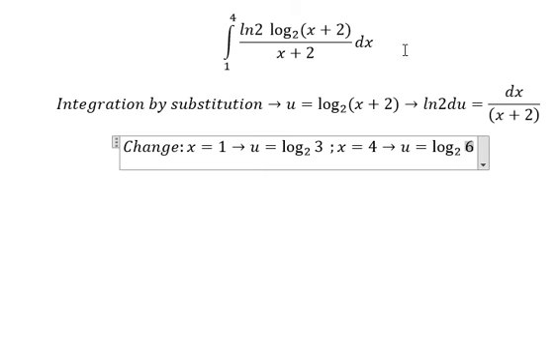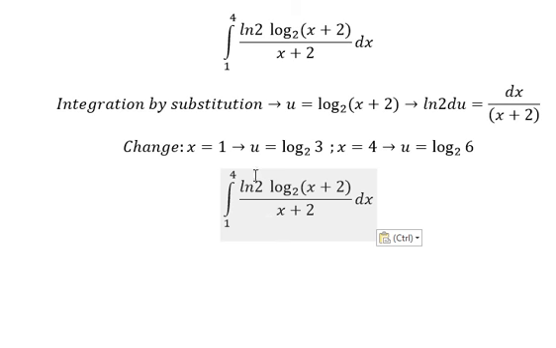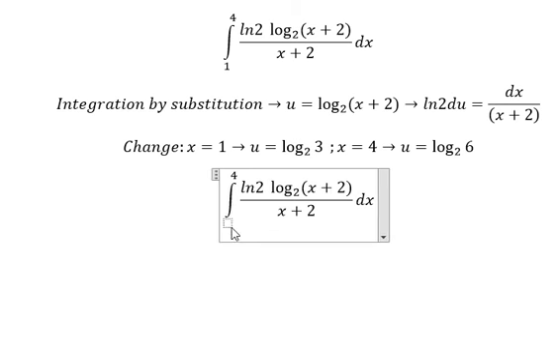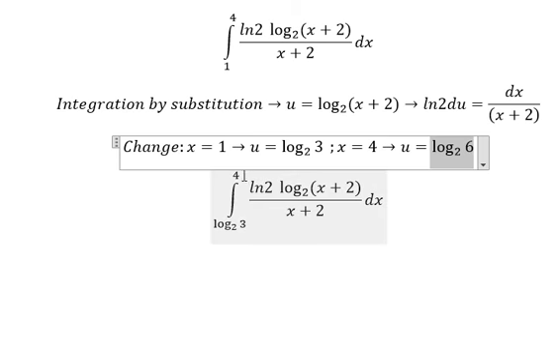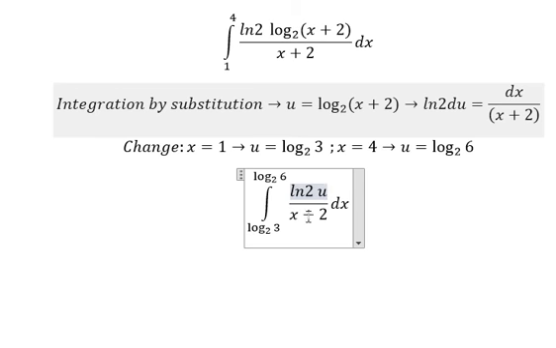So number 1 we change for this one. Number 4 we change for this one. This one we change for u. The x over x plus 2 we change for ln 2 du.